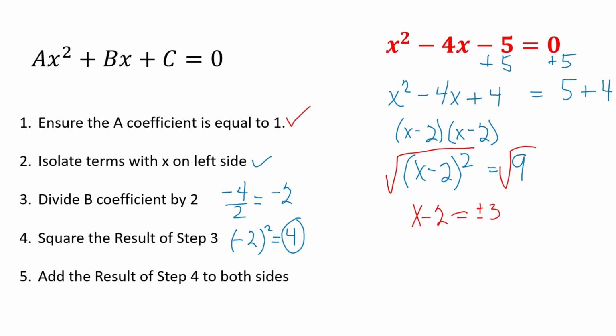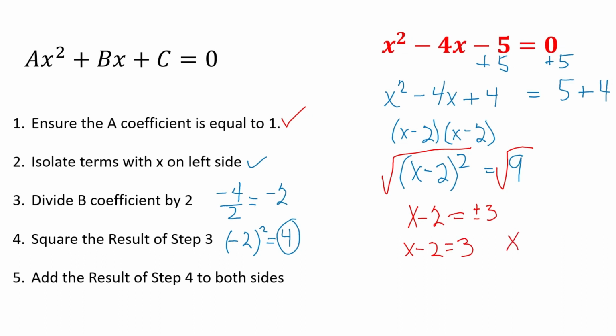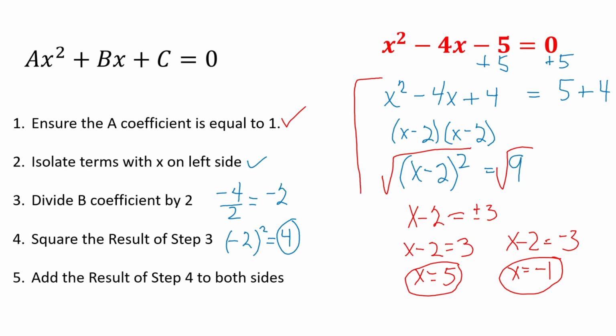So we have two equations. We have x minus 2 equals 3, and we also have x minus 2 equals -3. So this is going to be x equals 5, and this is going to be x equals -1. This would be our answer, and this process above here is how to complete the square.